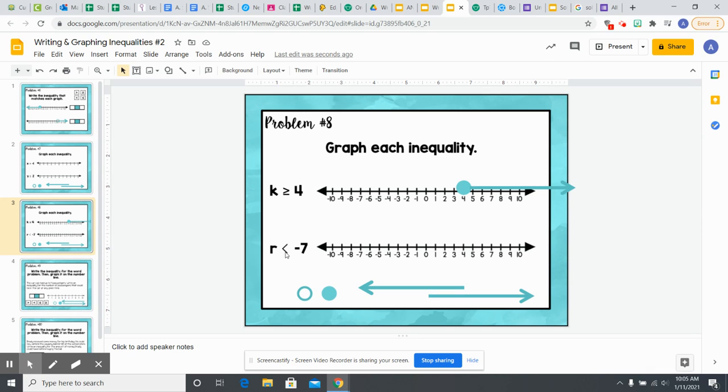All right, down here, r is less than -7. Less than doesn't have the or equal to, so that means it's an open circle on -7. Now, if it's less than -7, then less than means my arrow goes towards the left. I'm going to make my arrow a little bit smaller.